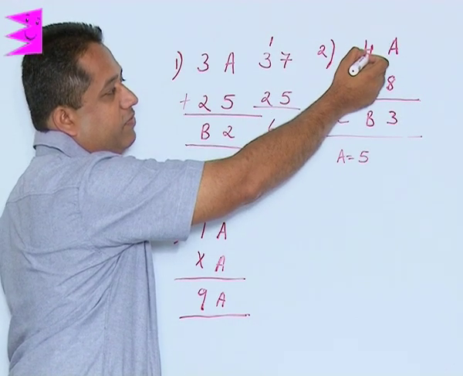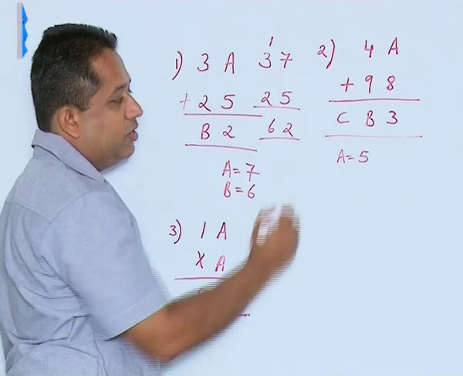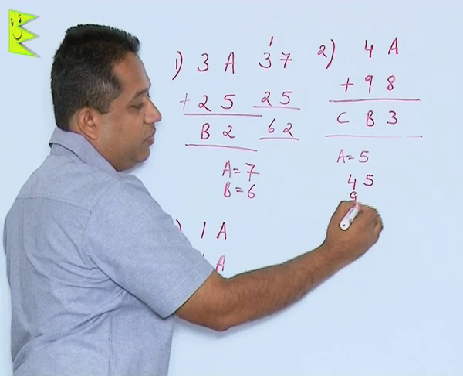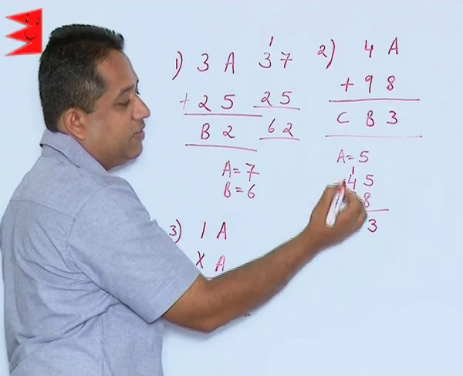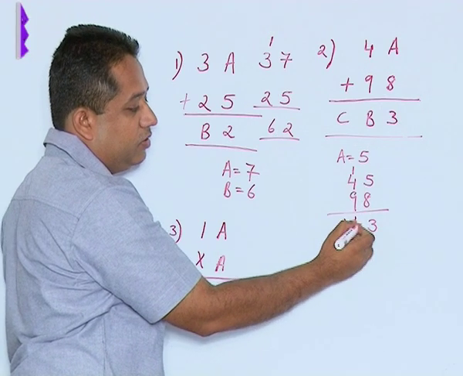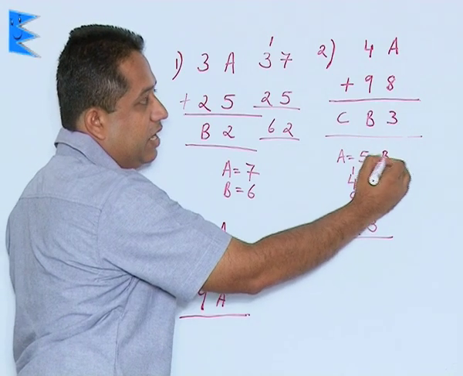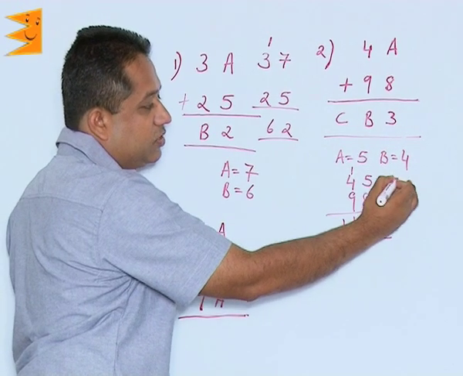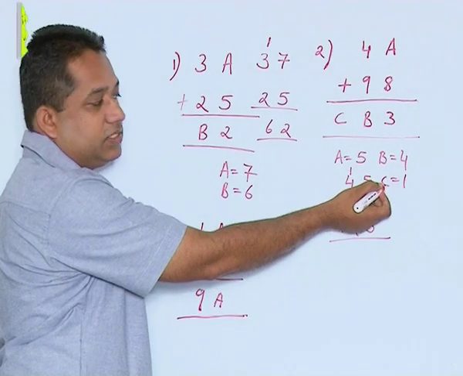So 1 plus 4 is 5, 5 and 9 we get 14. So we get the value of b and c as well. Once we put the value of a as 5, we are going to get 45 plus 98. So 8 and 5 is 13, so 3, 1 gets carried over. Then we add 9 and 4, 13, 13 plus 1, 14. So what are the values that we are getting? We've got a as 5, the value of b as 4, that is the tens place here, and in the hundreds place the value of c is 1. So we identified all the unknown quantities here, a, b and c.